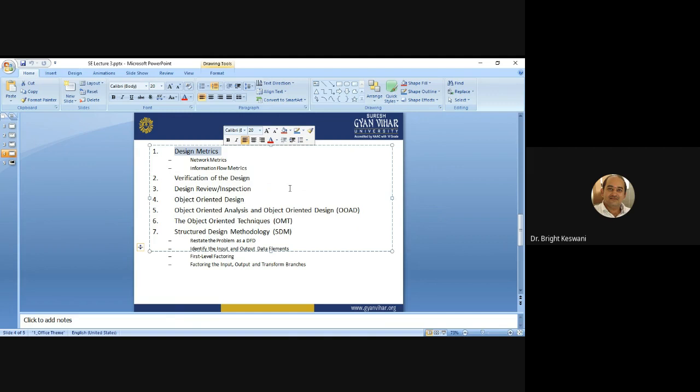If you have some matrices, some calculations, some formulas, you can easily estimate the size of a module. Average size of a module, not exact. So the first thing: there are two types of design matrices. Basically there are many matrices, but we are discussing two which are very important. First is network matrices. Network matrices for design focus on the structure chart and define the complexity of the structure.